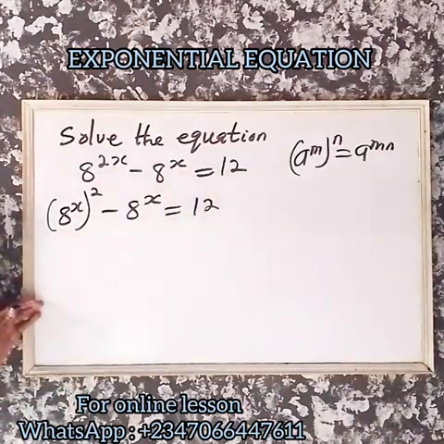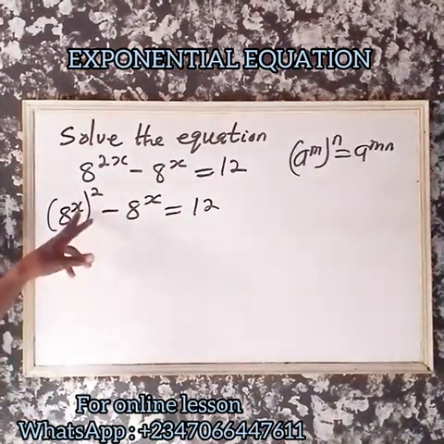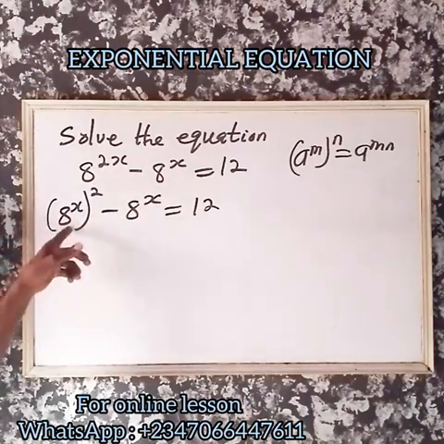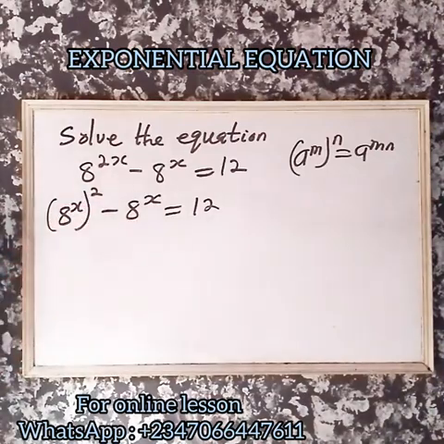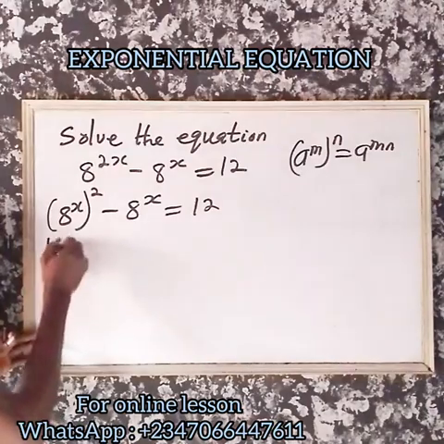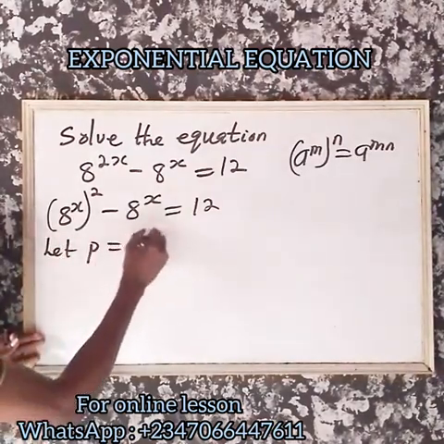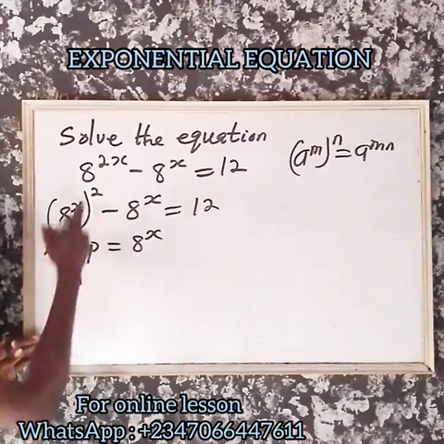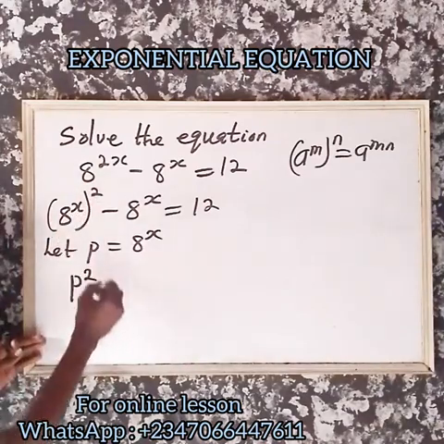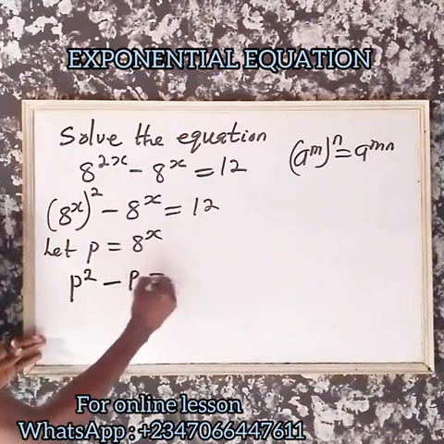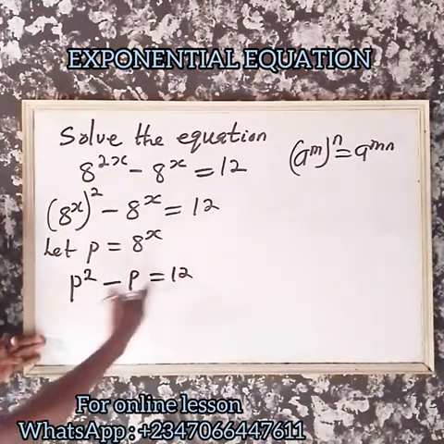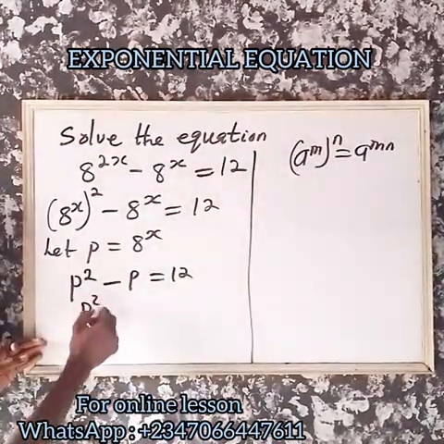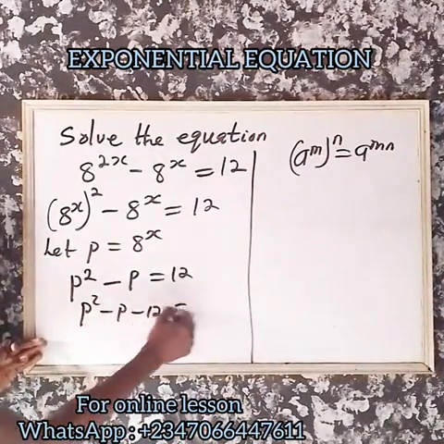12. Now, here we can use what is called algebraic substitution. We can let either y or p be 8 raised to the power x. Let p equal 8 raised to the power x. So in place of 8 raised to the power x, we are going to put p there. Because of the square, it becomes p squared minus p equal to 12. Now let us take this 12 to this side so that we can have a perfect quadratic equation. So we have p squared minus p minus 12 equal to 0.